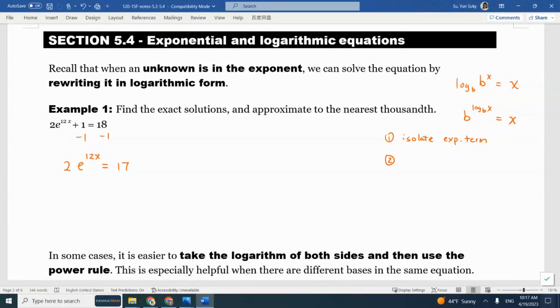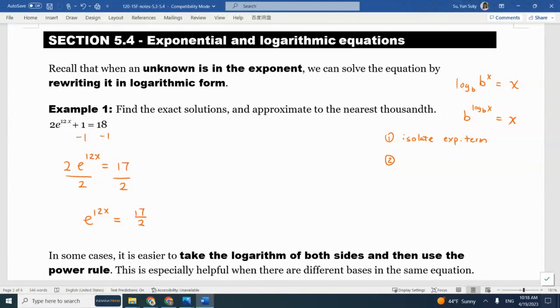Then what do we do? How about you guys take turns to answer my questions? Derica, what do we do next? Yes, divide by 2. So we get e to the 12x equals 17 over 2. Is that okay, everybody? We isolate the exponential term, right? Yes, we isolate the exponential term.